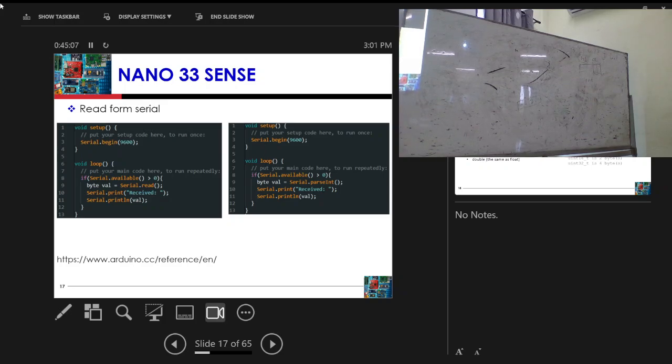Are we there? So now, for us to send data from the PC to the Arduino board, and vice versa, we have to establish some kind of communication, right? And we have a lot of protocols.